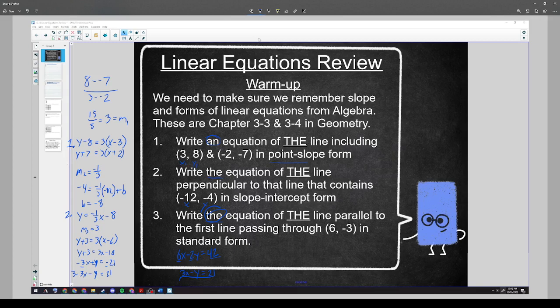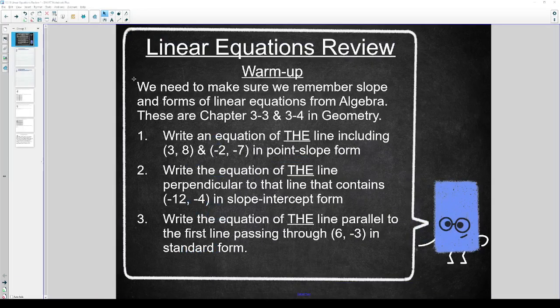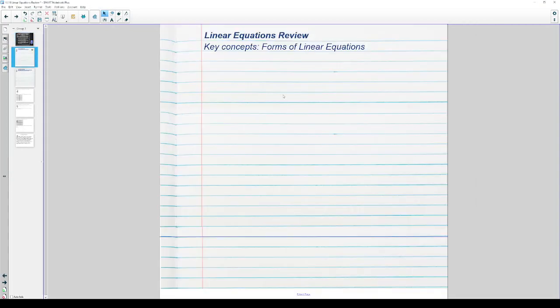So hopefully that jogged some memories about how these different forms work, how the slope formula works. We're going to talk about a couple of additional things to add. So to review forms of linear equations, we have 3. Slope-intercept is the first one that you learned about.